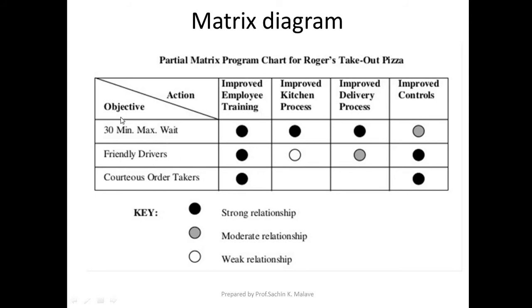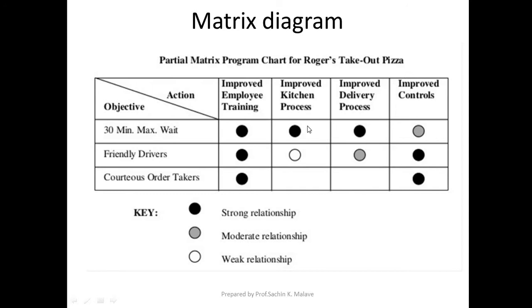These are the different groups of objectives, and these are the actions: improved employee training, improved kitchen process, improved delivery process, and improved control. So these are the actions which are used to achieve these objectives. Now we have to find out what is the relation between objectives and actions.